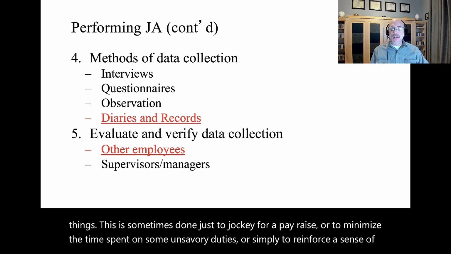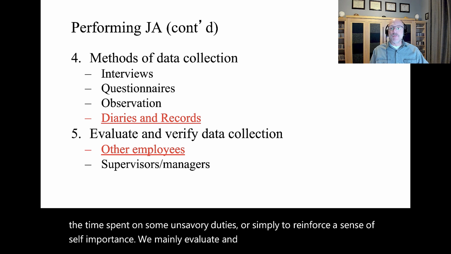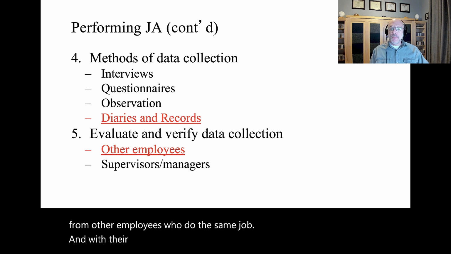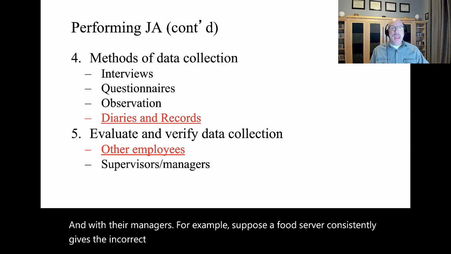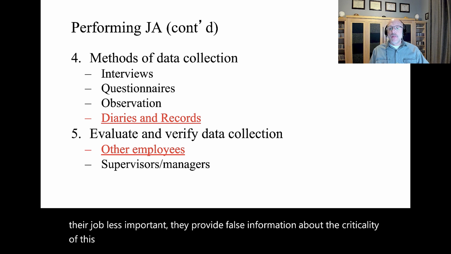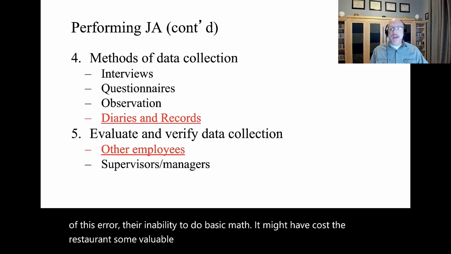We mainly evaluate and verify this data with information from other employees who do the same job and with their managers. For example, suppose a food server consistently gives the incorrect change to patrons, and in order to make this part of their job less important, they provide false information about the criticality of this error. Their inability to do basic math might have cost the restaurant some valuable customers who vowed never to come back. But the server wants to downplay that.